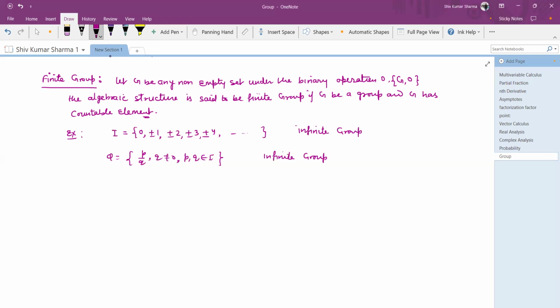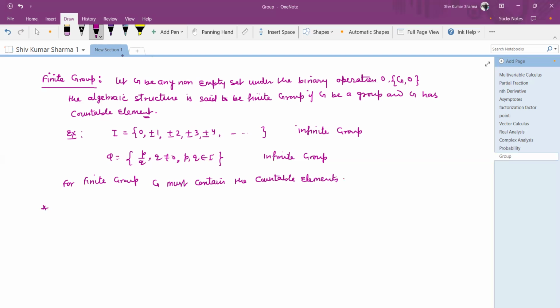So for a finite group, it is necessary that the elements of G should be countable. For a finite group, G must contain finite elements, must contain countable elements.